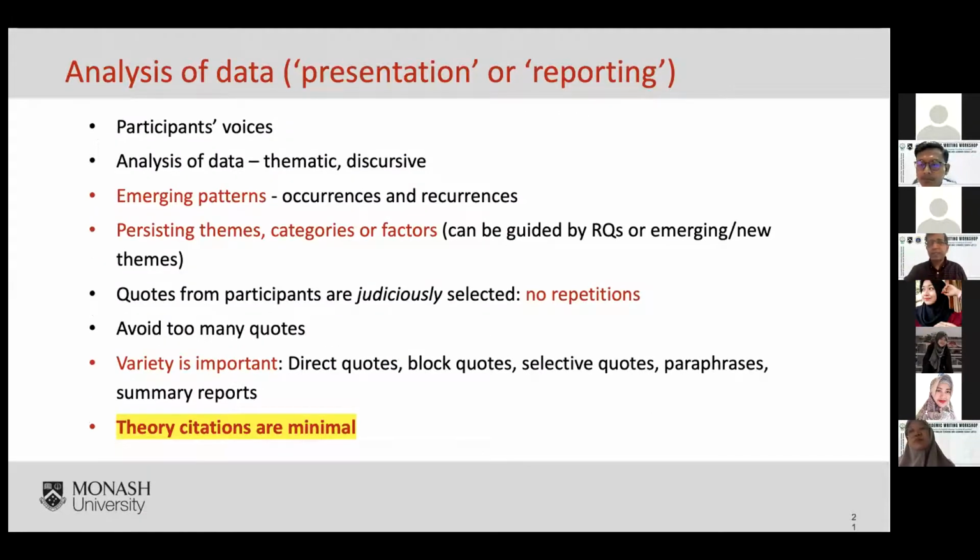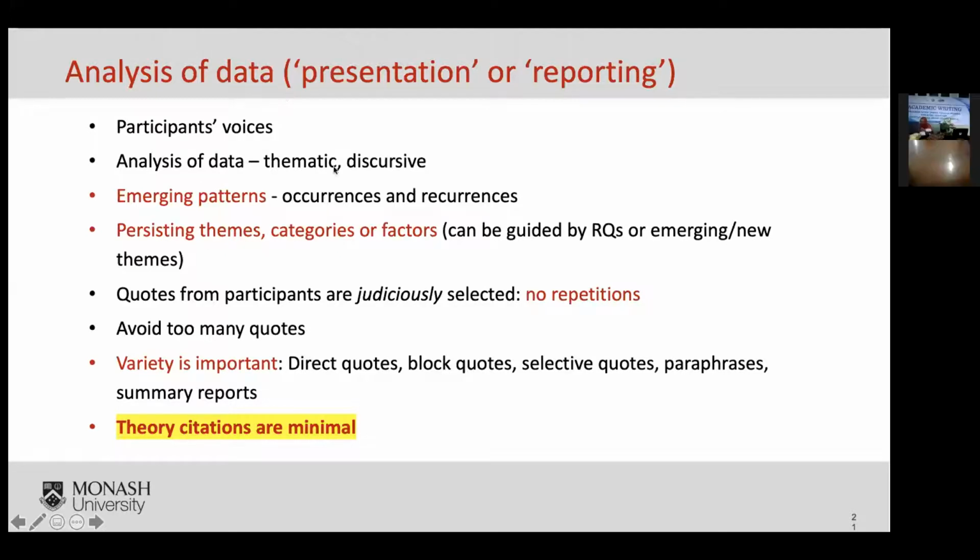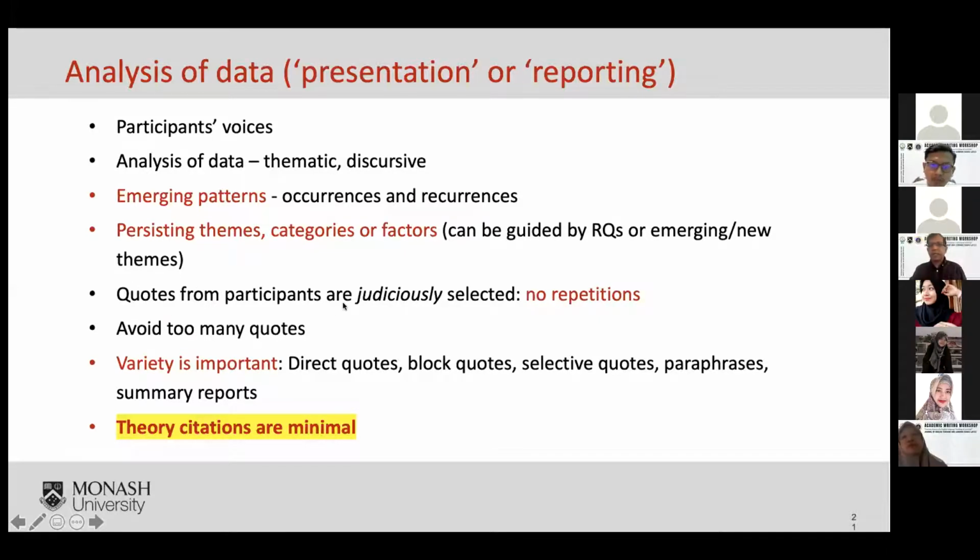The fourth section is the analysis. Usually in a quantitative study, this is also referred to as presentation or reporting of data. So you have a lot of statistics, tables, numbers and all of that. Same thing, right? This is where we analyze data based on themes or discourse features. We look at emerging patterns, similarities, dissimilarities. We look at quotes of what the participant said without repeating them. We try to avoid too many quotes. So that's one problem that might happen.